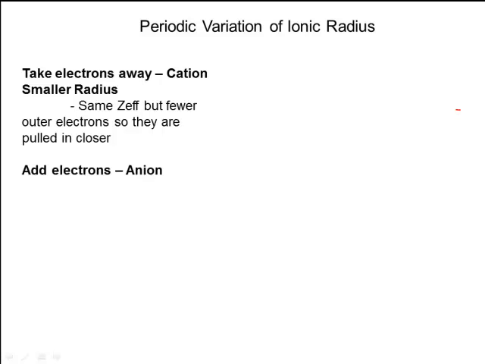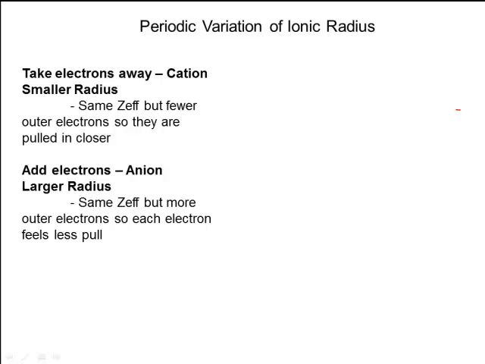All right, if I add electrons, I'm going to get an anion formed, and I'm going to end up with a larger radius. This is going to be the opposite reason of the cation. Still going to have the same Z effective, but now with more electrons in our outermost shell. More electrons means more repulsion. They're going to push further away from each other in that outermost shell. And so I'm going to get a larger radius.